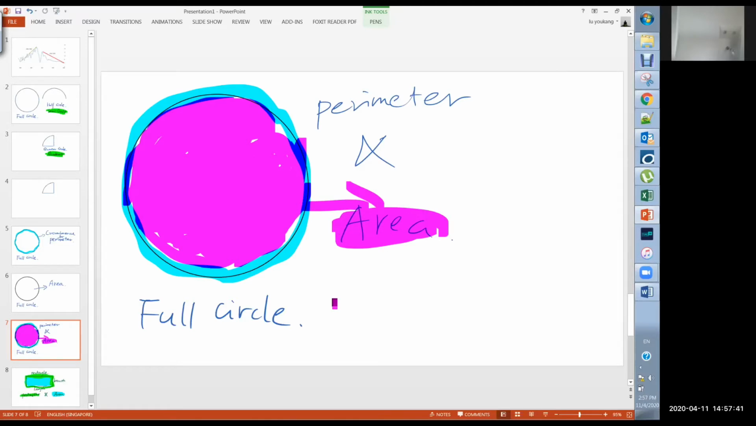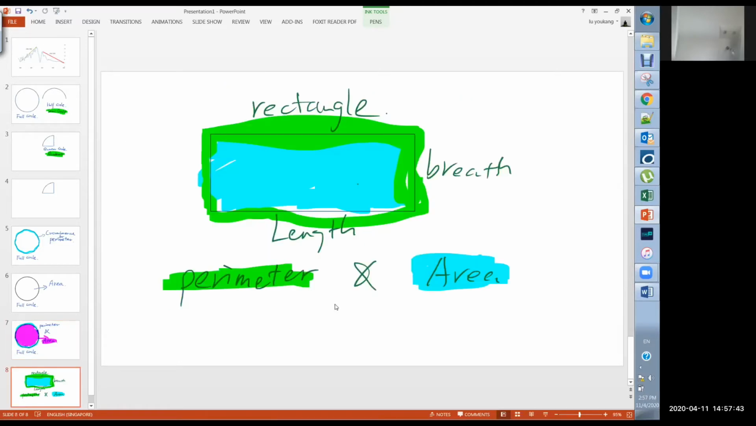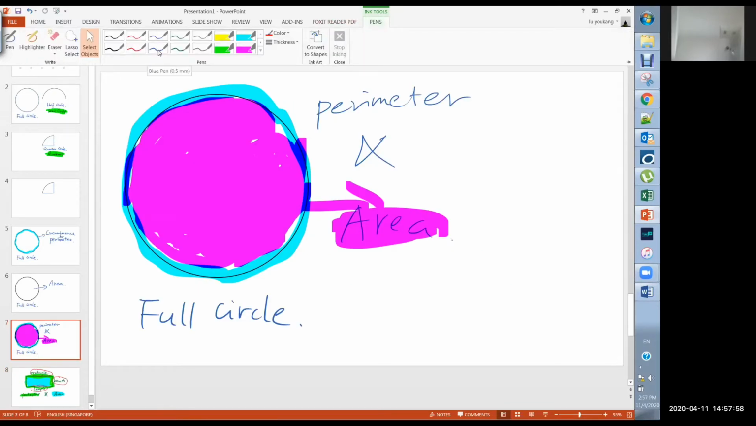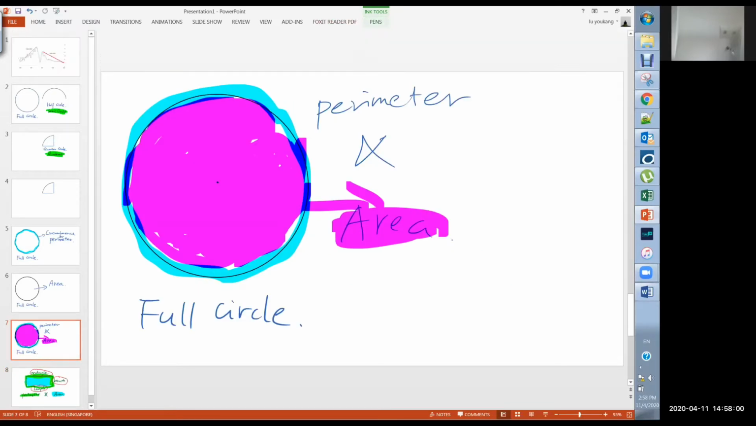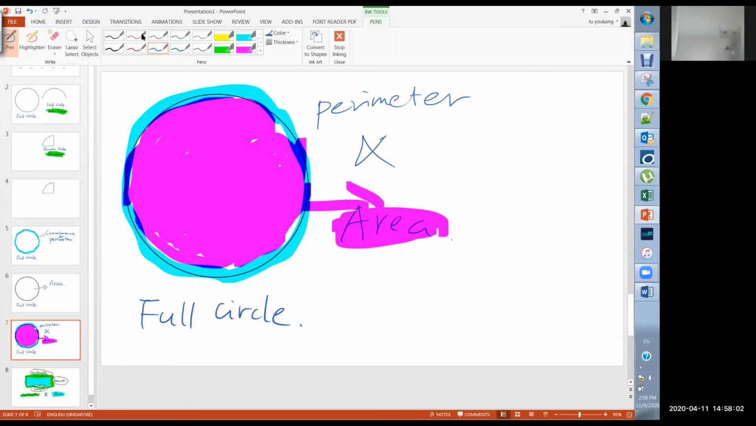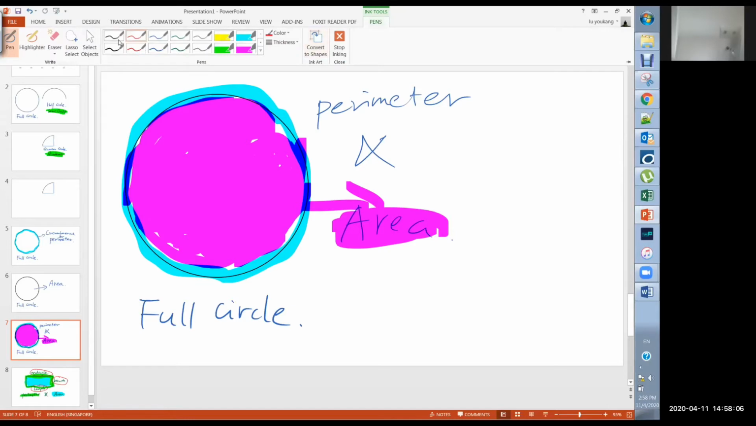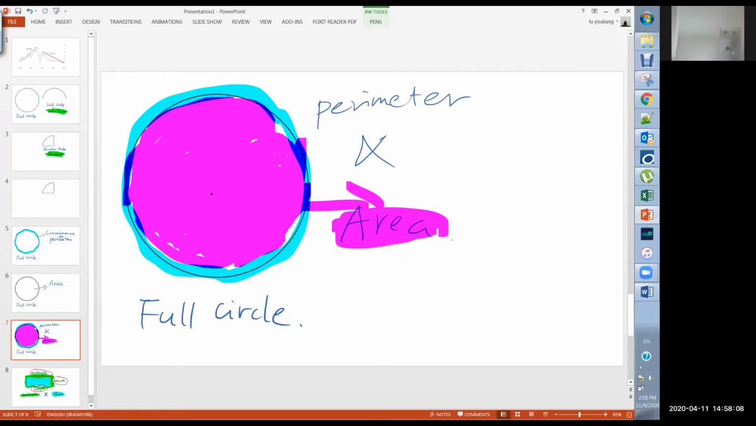So if your rectangle is defined by length and breadth, then your circle is defined by what? Make a guess. The circle is defined by your radius.